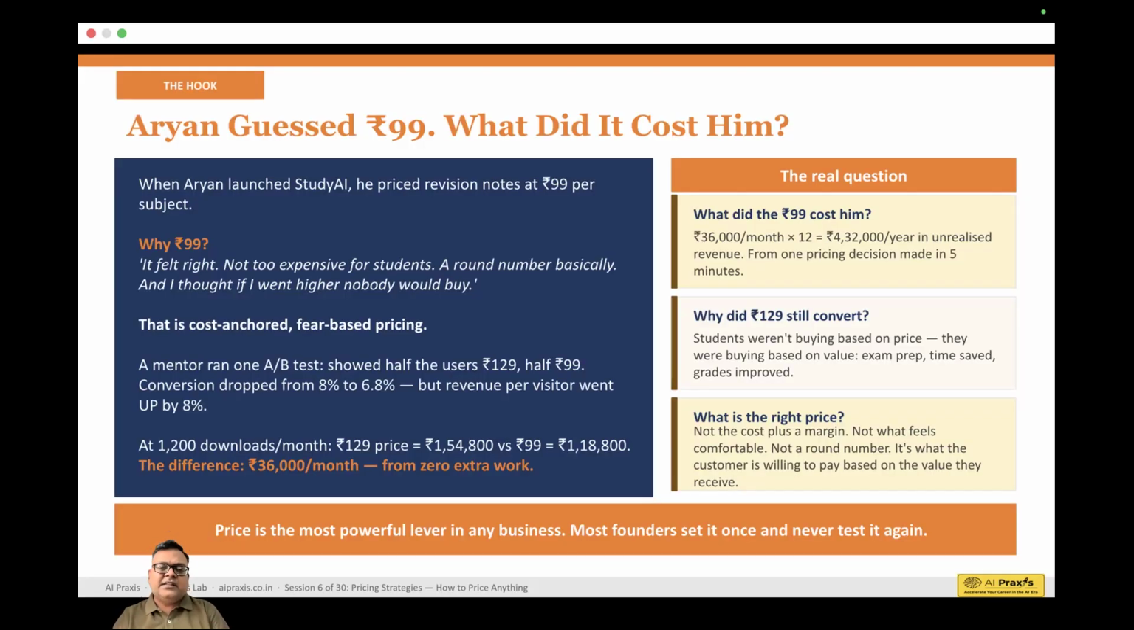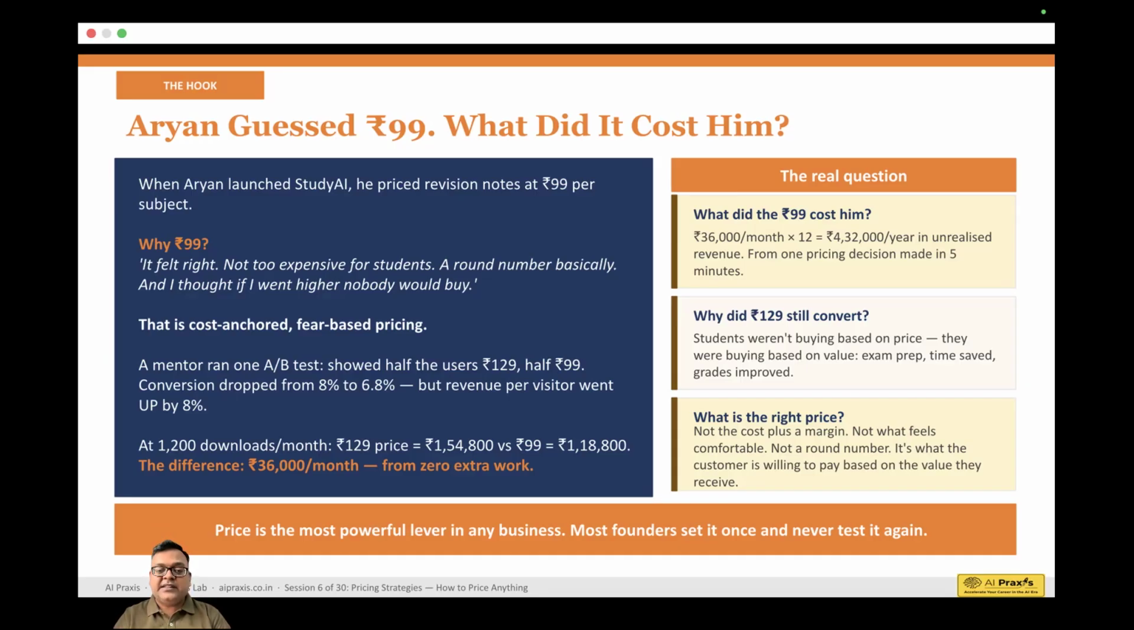Let's take an example, and this is something that we're going to change right now, assuming that Aryan guessed the price 99. What did it cost him? Very simple. He would have felt right. Maybe not too expensive for students. It's like a round number, basically. And he would have thought if he had gone higher, nobody would have bought. That could have been the perception. But that is cost anchored.